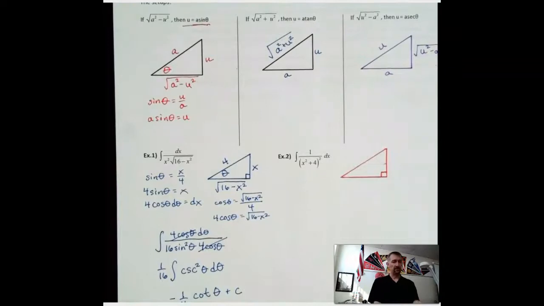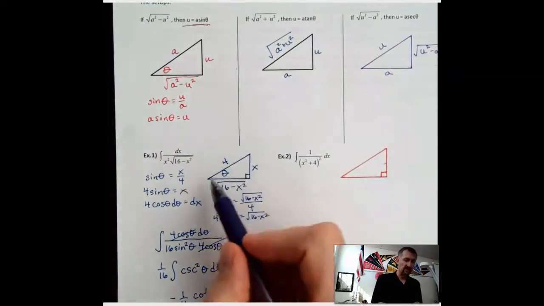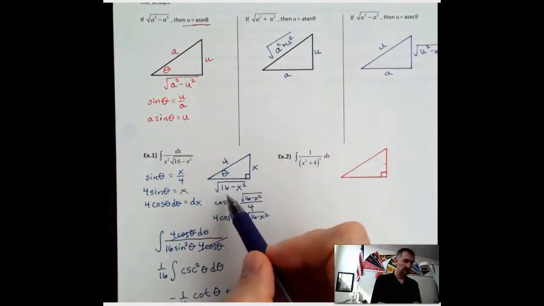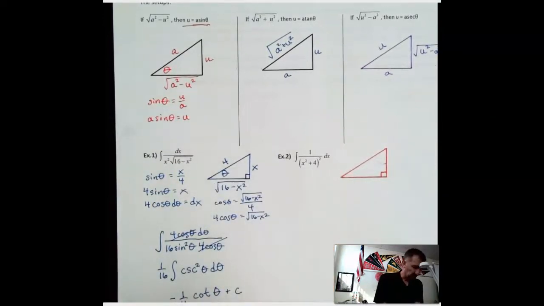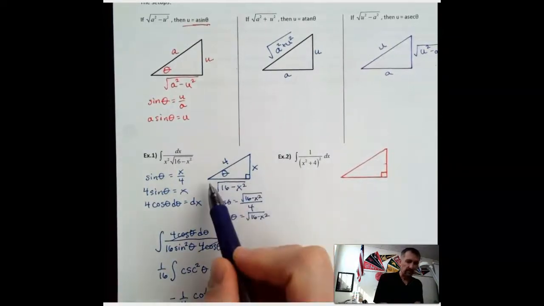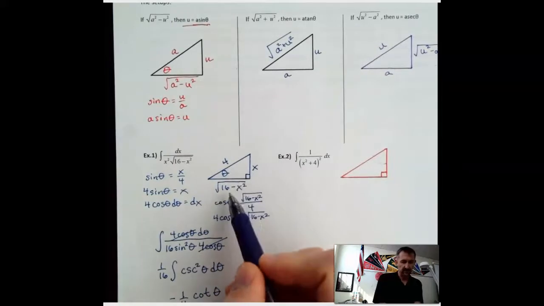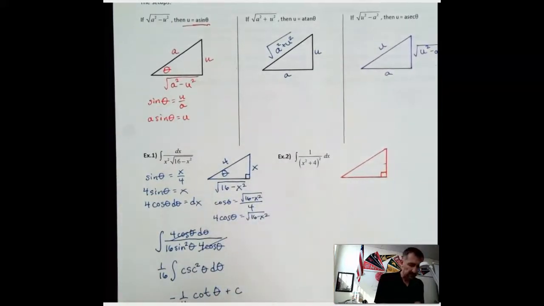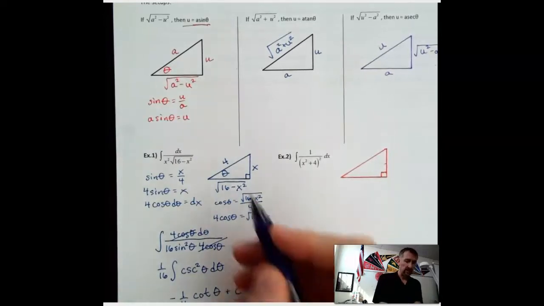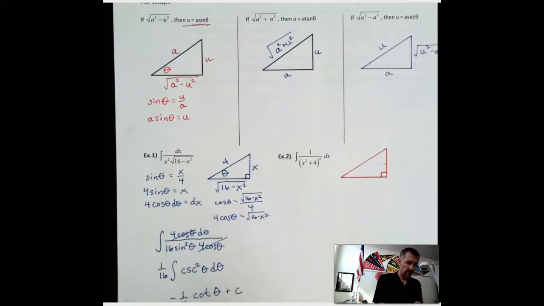Now if you go back to your triangle, tangent is opposite over adjacent. So cotangent is going to be the reciprocal of that. The reciprocal would be this over that. So that's going to be the square root of 16 minus x squared over, we've got the 16 from here, and then we got the x from there.